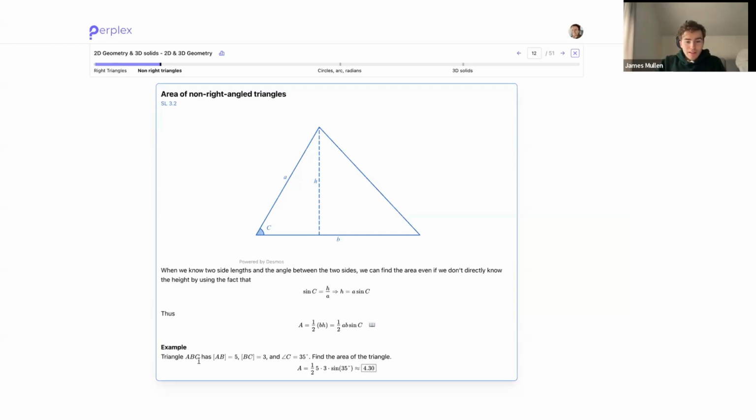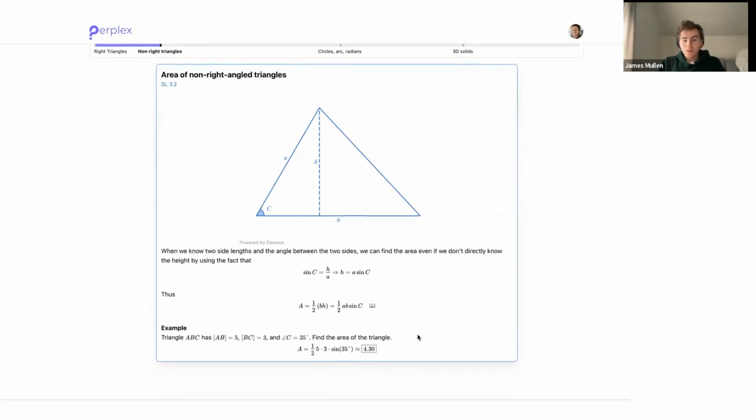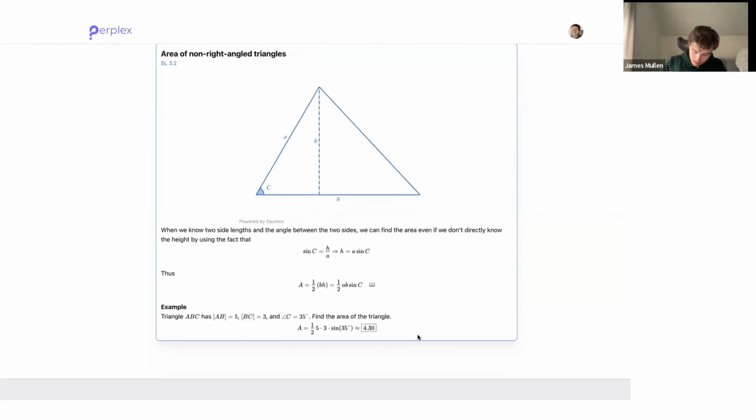Example. Triangle ABC has AB equal to 5, BC equal to 3, and C equal to 35. All right, I don't know about you, but I don't like thinking about these without a picture. So I'm just going to draw. That's AB. They will say that that's BC. And we know the angle at C, so this is A, B, C. The angle here, I haven't drawn it very well. This is supposed to be 35 degrees. Okay? And we're trying to find the area of the triangle.